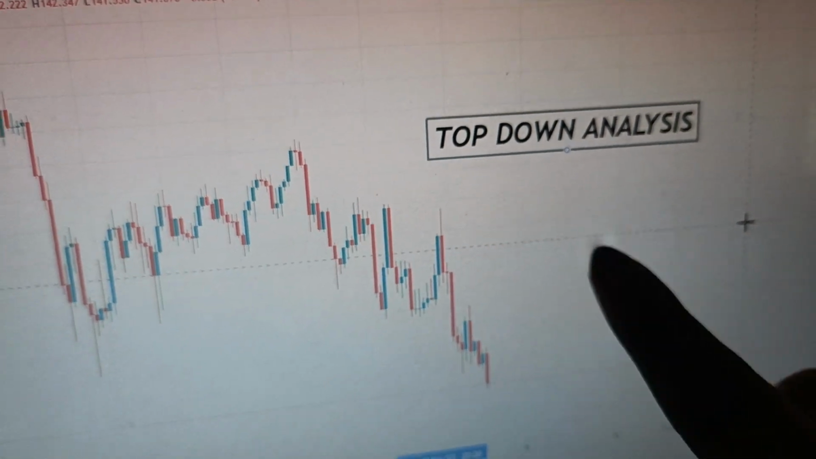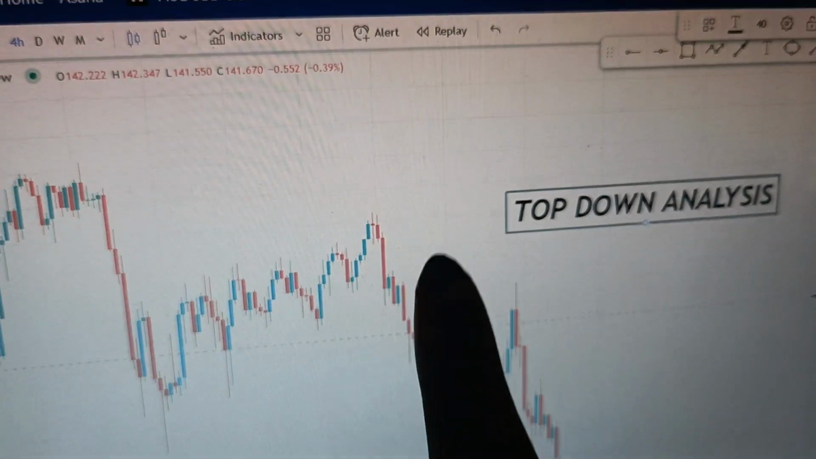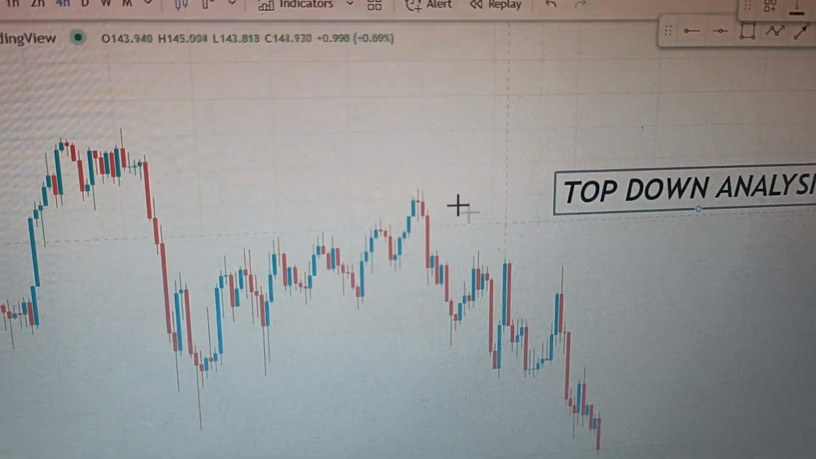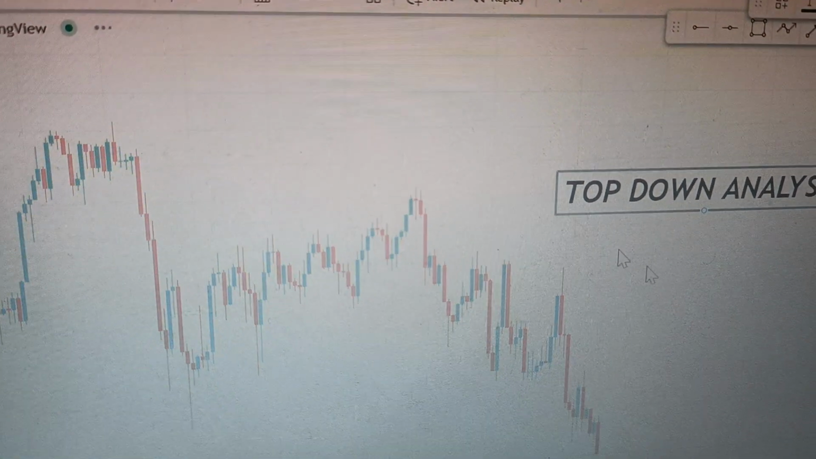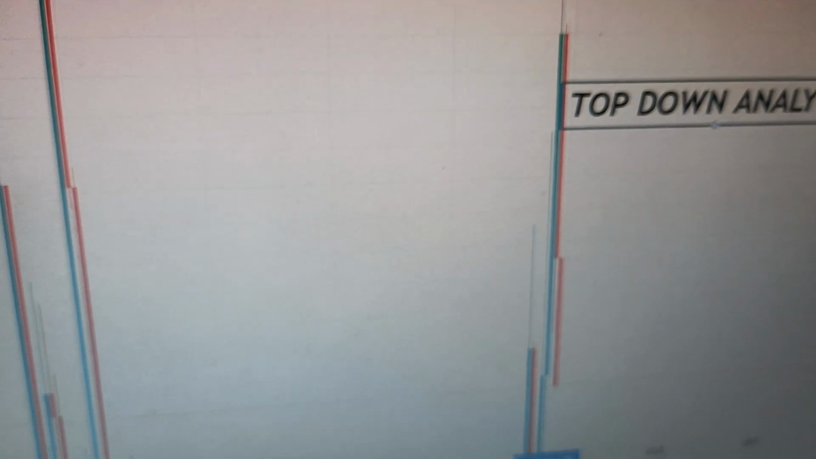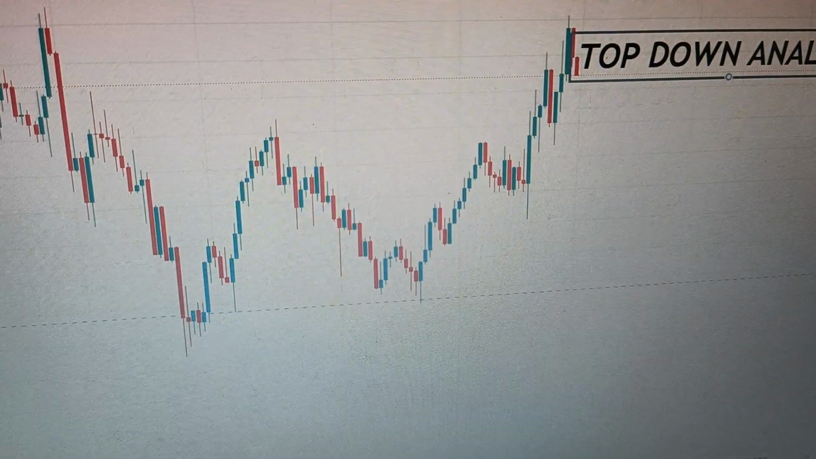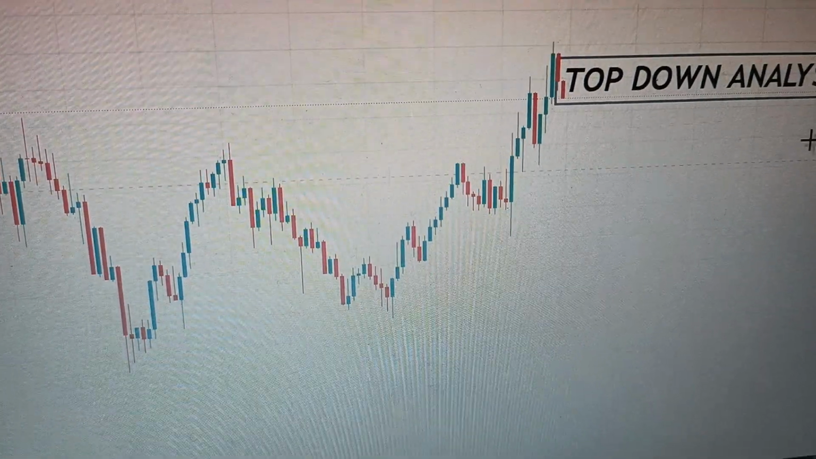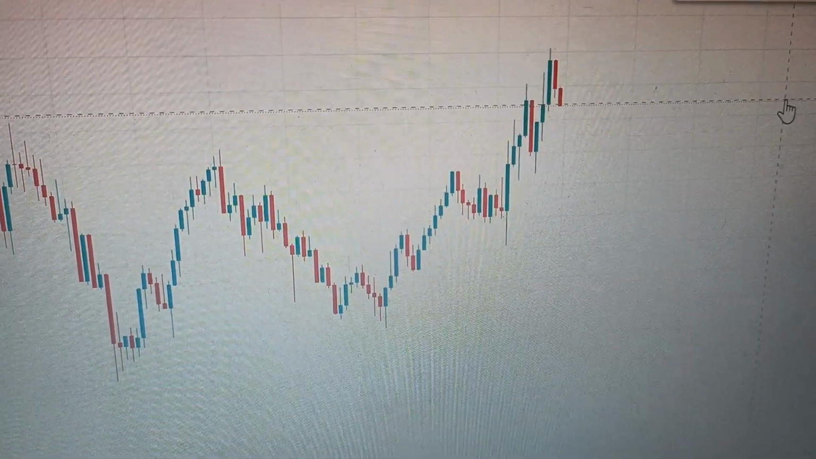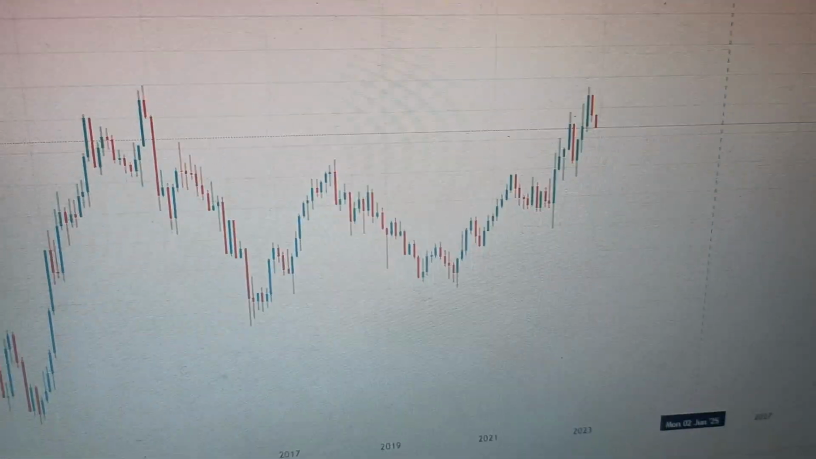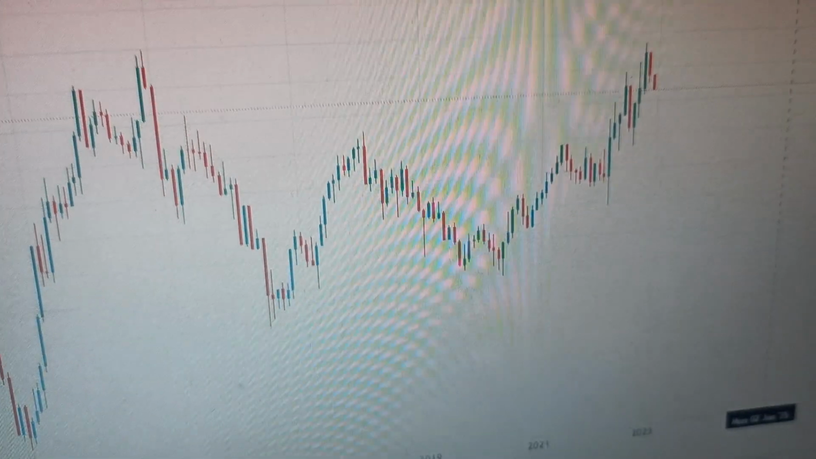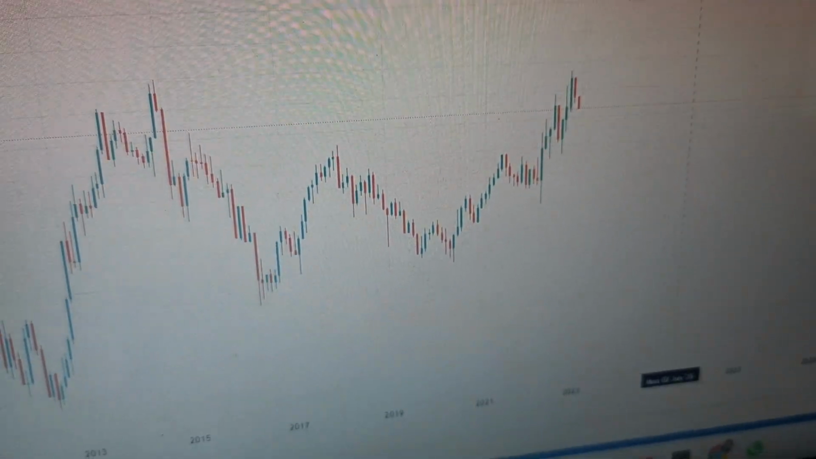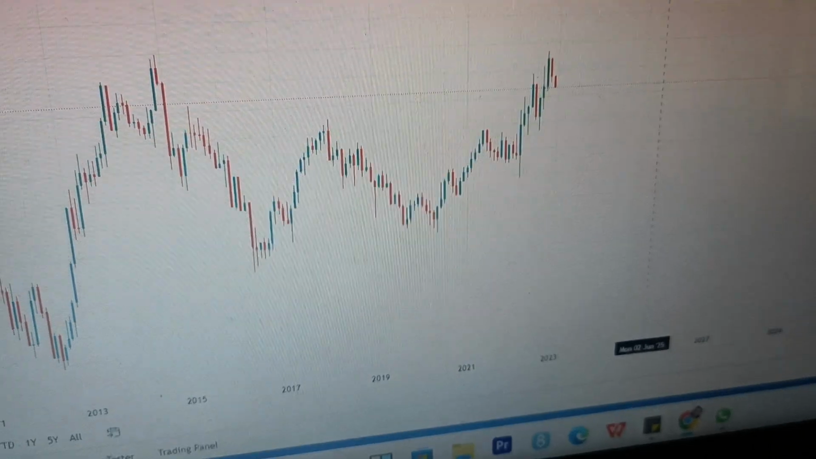So top-down analysis is when, if this chart is 4 hour, you can see it's 4 hours, you change your time here to go to monthly. So let me change and let's go to monthly. So this is Euro JPY. In top-down analysis, there are three things that we always check on any time frame, and I'll tell you right now. Three things that you need to check anytime you're analyzing your chart. Number one, you want to check the price action of the market.